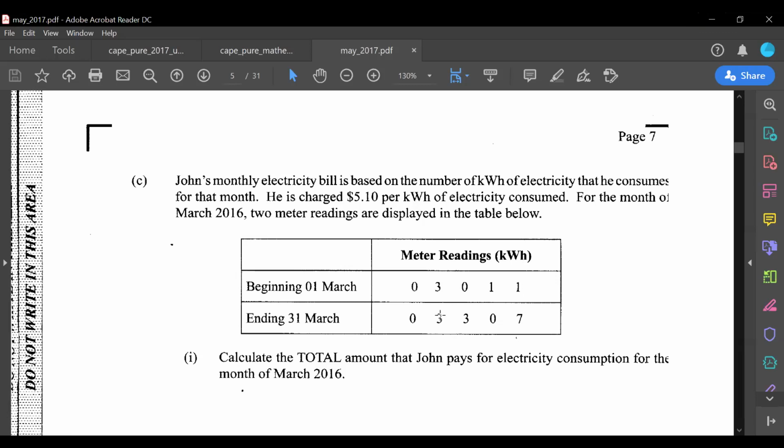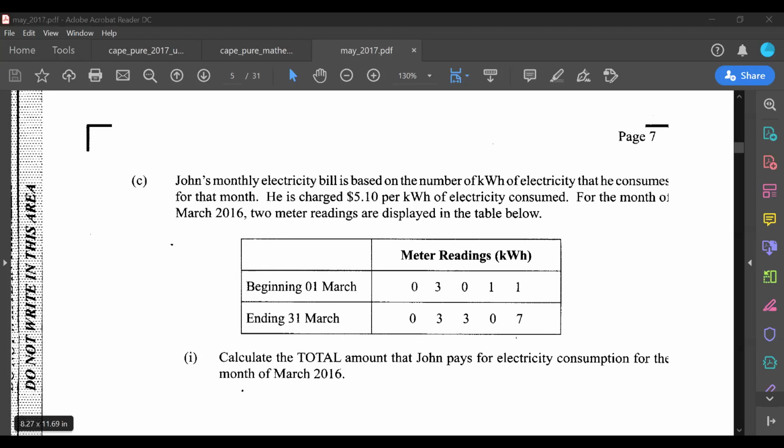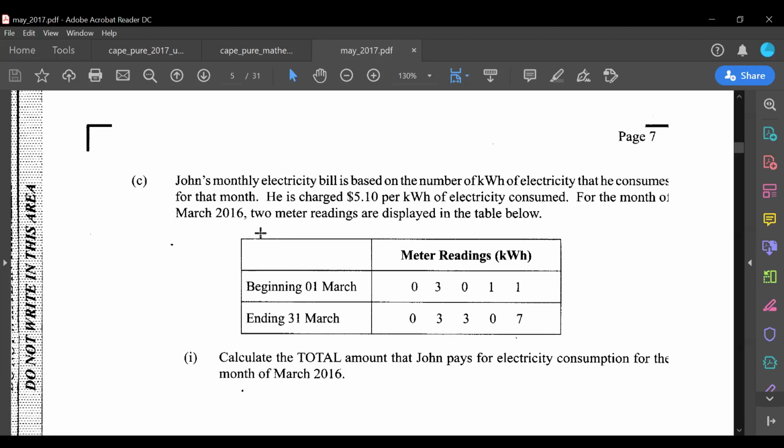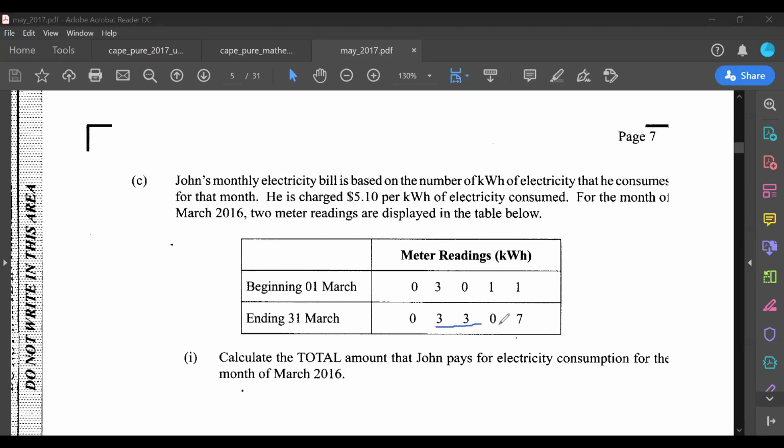Okay, so for this one, it's not that you're adding the numbers, right? So the meter reading, the kilowatt hours for the ending of March would be 3,307 kilowatt hours. Okay, so I'm just going to give you a hint. For the meter readings, you're not adding these individual numbers. So the meter reading for the end of March will be 3,307, right? Similar for the beginning, it would be 3,011, right? Oh, I think I know what you have to do.